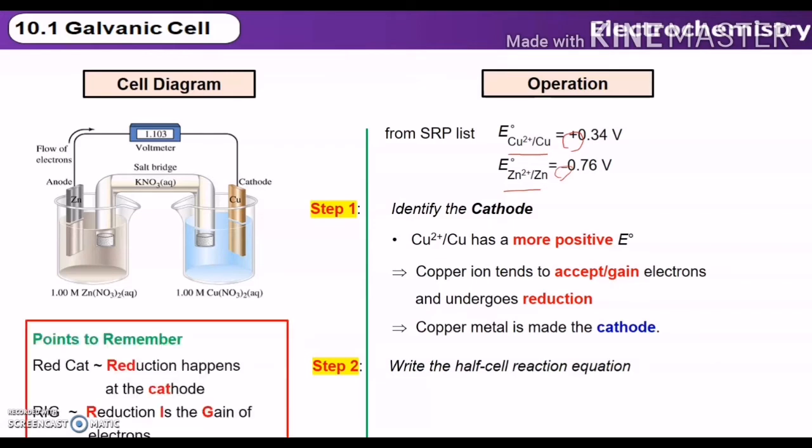Now, bear in mind, RED CAT means reduction happens at the cathode. RIG means reduction is the gain of electrons. Next, we are going to see how to write the half cell reaction equation. Now we know that Cu2+ undergoes reduction. So we can write Cu2+ ion accepts 2 electrons to form Cu, copper metal strip. In this case, we can have a look at the oxidation number. The oxidation number is decreased from positive 2 to 0. So again, this is reduction.